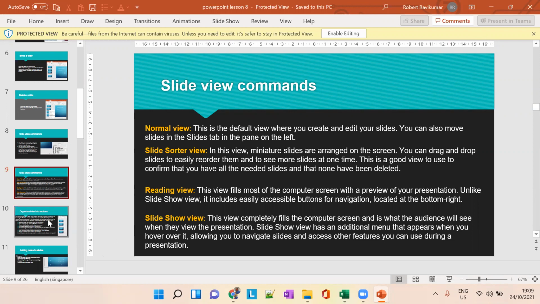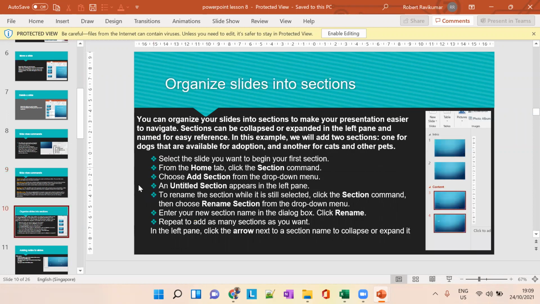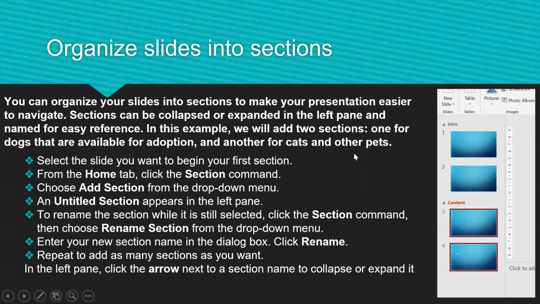As we are done with the views, now we will learn about organizing slides into different sections. You can organize your slides into sections to make your presentation easier to navigate. Sections can be collapsed or expanded in the left pane and named for easy reference. In this example, we will add two sections, one for dogs that are available for adoption, and another for cats and other pets.